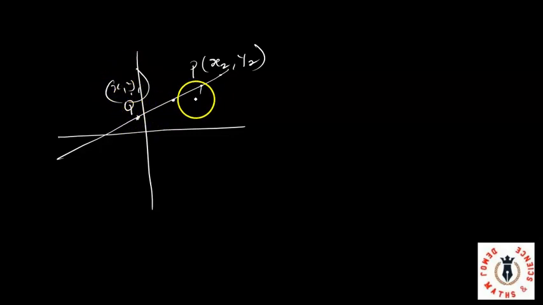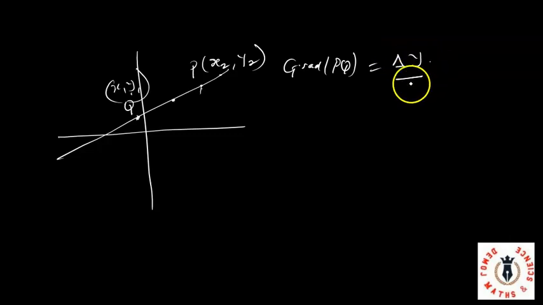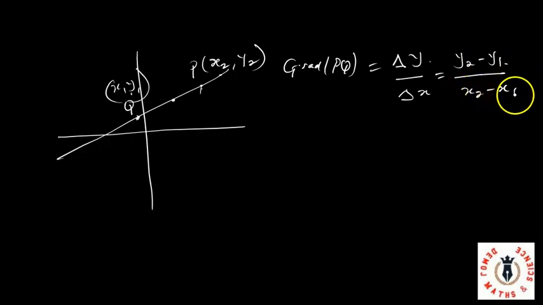The gradient of this straight line is the rate of change of the y-axis with respect to the x-axis. That is, the gradient of the line PQ is the same thing as the rate of change of my y-axis with respect to the x-axis. That is, the rate of change will be y2 minus y1 over x2 minus x1. So the gradient of any line is given by y2 minus y1 over x2 minus x1.